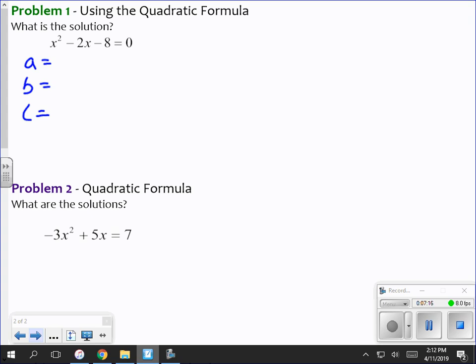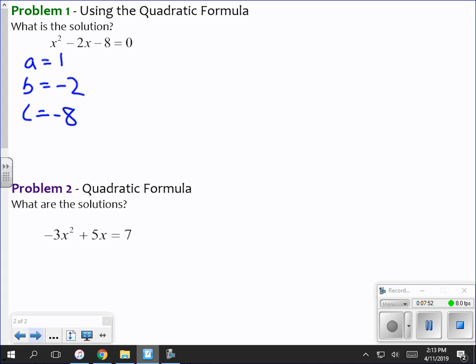So A, how many x squared do I have? 1. I have 1, so my A is 1. My B, how many x's do I have? I have negative 2 x's, because whenever you have x's, it's always a negative. I have negative 2 x's. And then what's my C? Negative 8. Watch your negatives and positives when you do this. Okay. First step, identify A, B, and C.